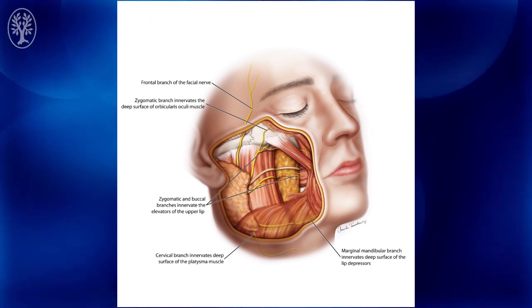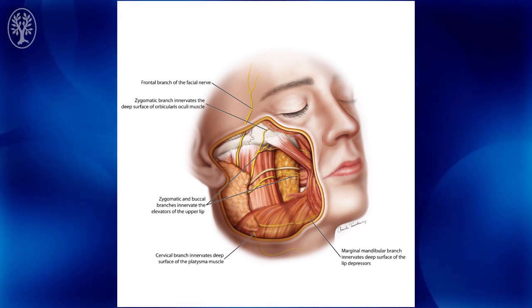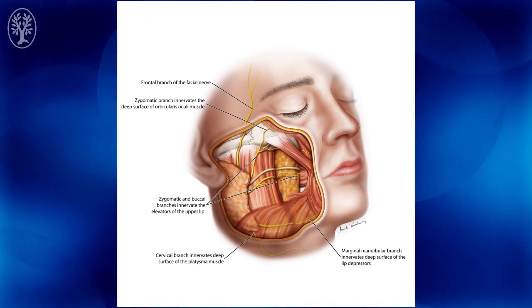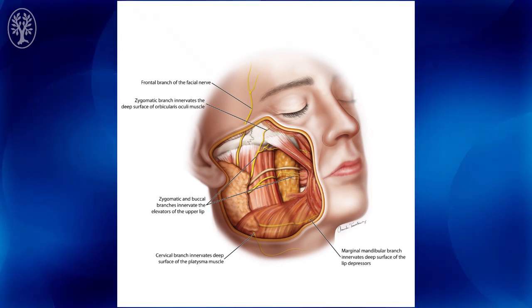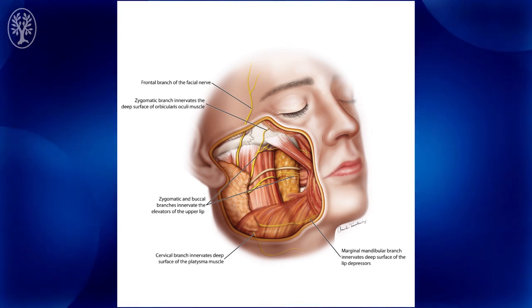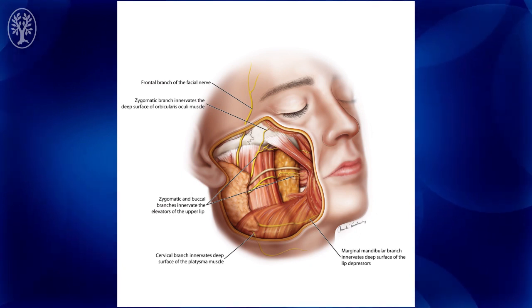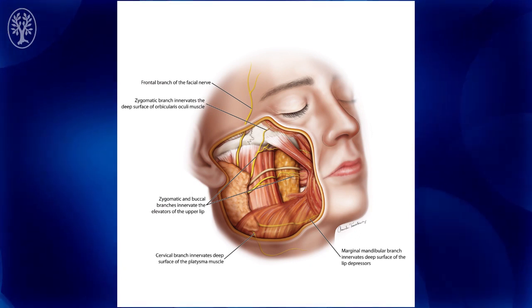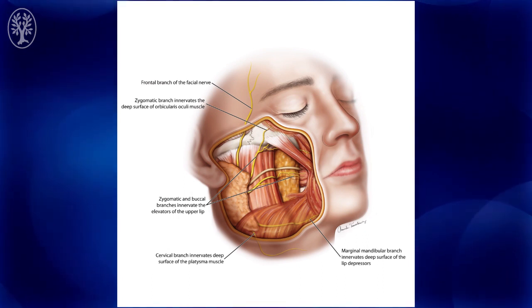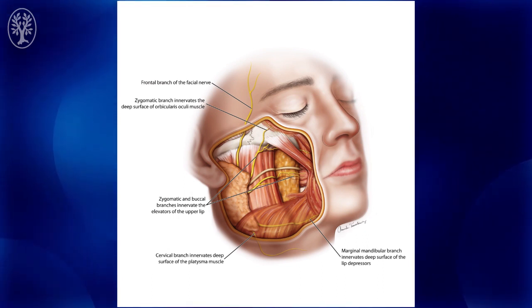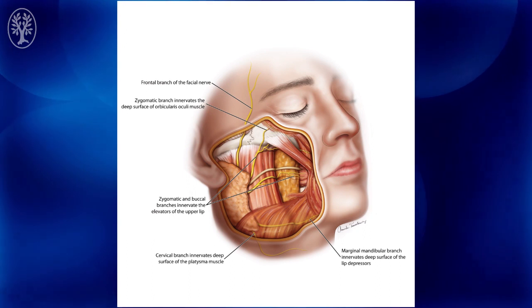And finally, the cervical branch exits the parotid and then rapidly penetrates the deep fascia to lie just deep to the platysma, and it tends to innervate the platysma along the caudal border of the masseter. So these are the three danger zones that you need to think about when you're working in the subcutaneous plane in a facelift.